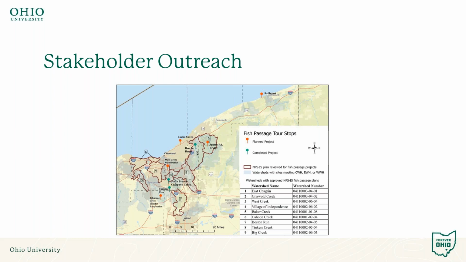And then the green ones are places where they've already done fish passage projects through culvert replacement. This is an important starting point for future projects, because these are partners that already have planned projects.